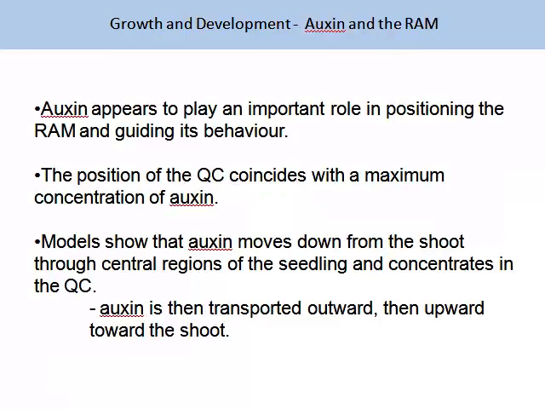Let us talk about auxin and the role it plays in the root apical meristem. It is believed to play an important role in positioning of the root apical meristem and guiding its behavior. The position of the QC coincides with a maximum concentration of auxin. Models show that auxin moves down from the shoot through central regions of the seedling and concentrates in the QC. Auxin is then transported outward, then inward towards the shoot.